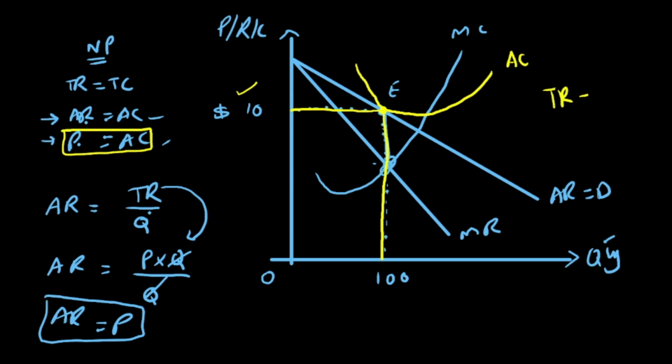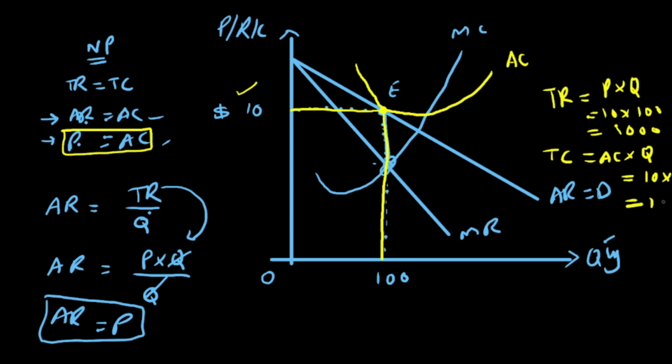The next thing that we have to do is find total revenue. Total revenue is equal to P into Q, and P is 10 and quantity is 100, so 10 into 100 is equal to 1000. Next we have to find total cost, which is equal to average cost into quantity, and average cost is again 10 and quantity is 100, so this is 1000 again, right? You might be unable to see the values, let me check if I can correct it. Okay, so total revenue is 1000 and total cost is also equal to 1000.